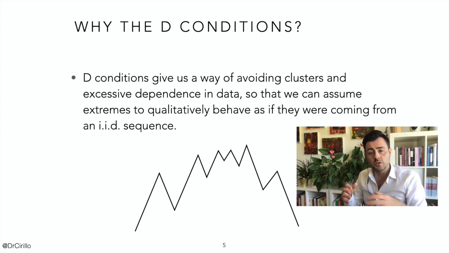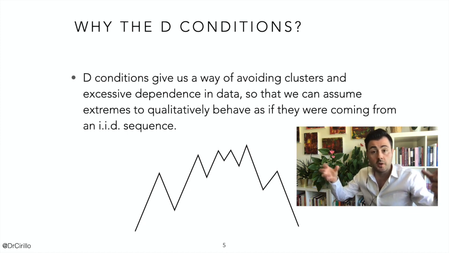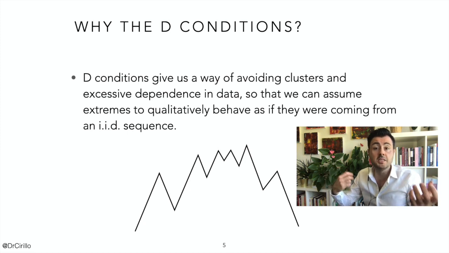The other condition is a condition that tries to minimize the dependence in the data and in the memory of our time series. So we want two extremes that are relatively far apart in time to behave as independent observations. So we don't want two maxima that are separated by a sufficient amount of time units to be excessively dependent.